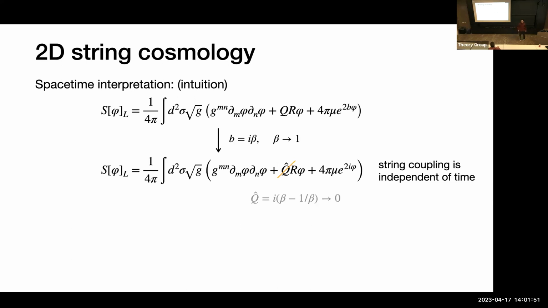Do we also have an e to the minus 2i phi term in the action? No. So that's also crucial. It's only a solution for this specific potential.